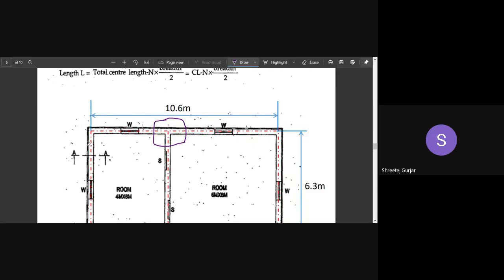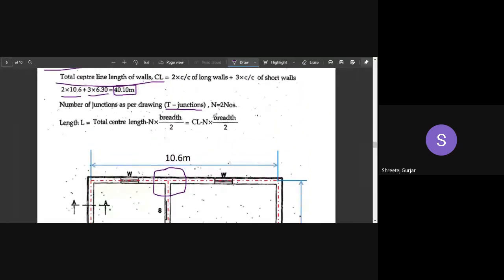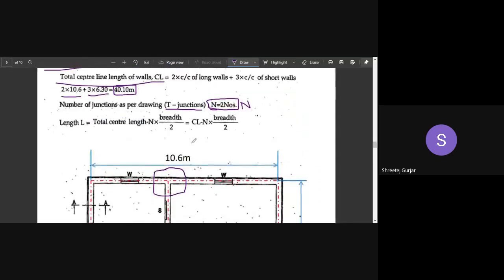This is not a junction. This is a corner. But this is a junction wherein it is forming a T, wherein two walls are meeting together. So how many T junctions are there? You can see in your plan, there are two T junctions. One is here and one is here. You can name the number of junctions as capital N. So the number of T junctions in your plan is 2, so capital N is equal to 2.